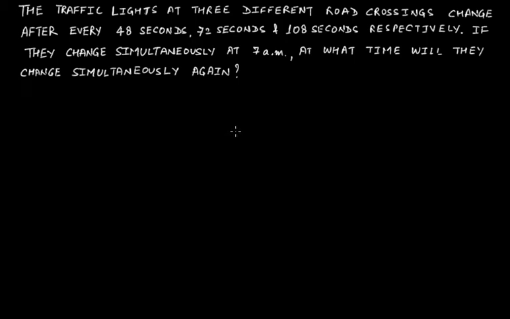And if you're wondering why and how, let me explain by taking some different values of these time intervals. Let's suppose this is crossing 1, this is crossing 2 and this is crossing 3, and this is the initial position from where they are starting.